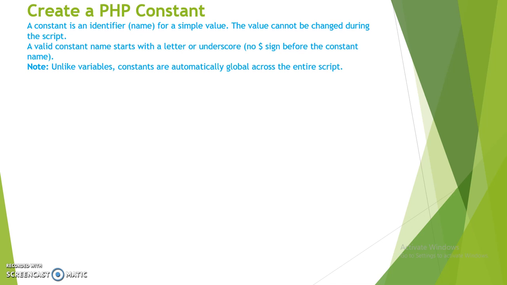Alright, so a constant is an identifier or a name for a simple value. The value cannot be changed during script execution. A constant name starts with a letter or an underscore. There is no $ sign before the constant name. Unlike variables, constants are automatically global across the entire script. Alright?